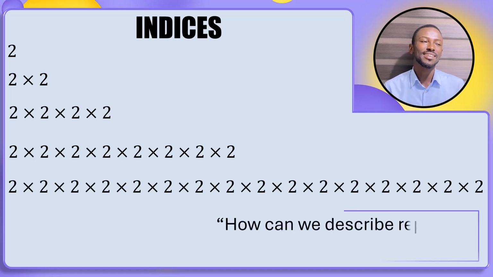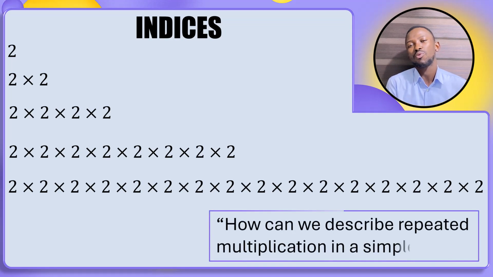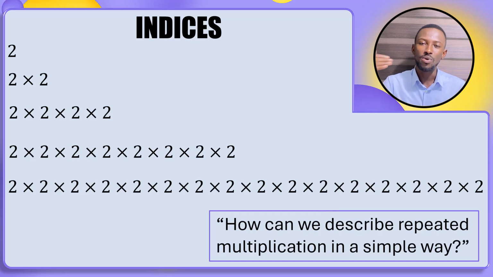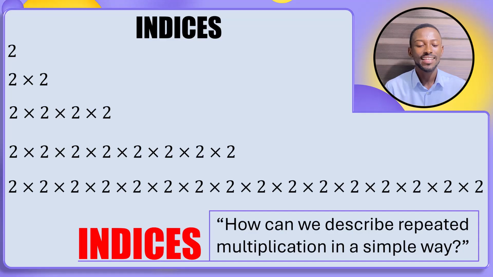So mathematicians asked themselves, how can we describe repeated multiplication in a simple way? Because if you see what we are doing, we are just repeating the multiplications. And that is how they came up with indices. Indices simply refers to repeated multiplication, a shorthand way of writing repeated multiplication. So that's how indices was born.